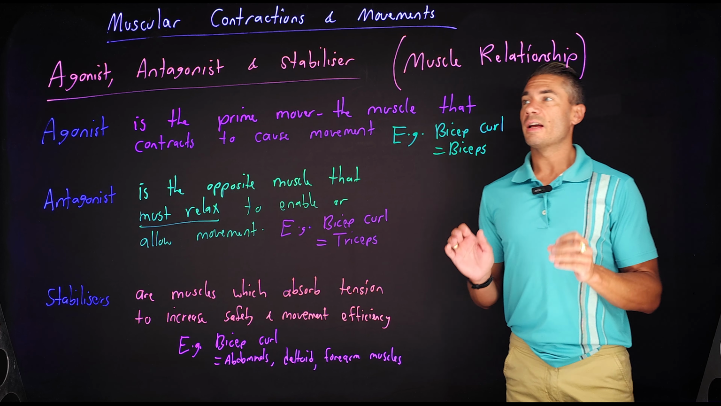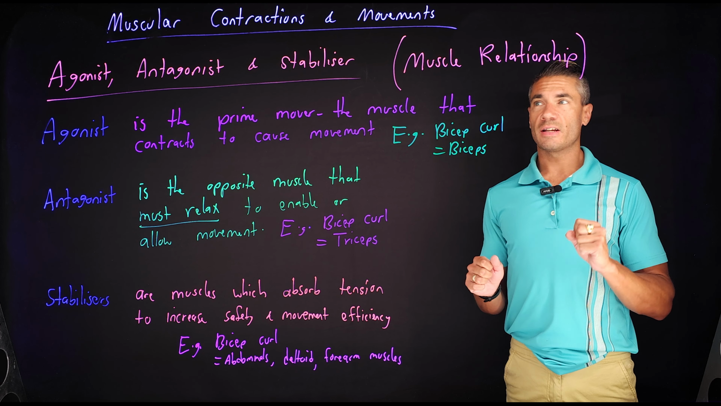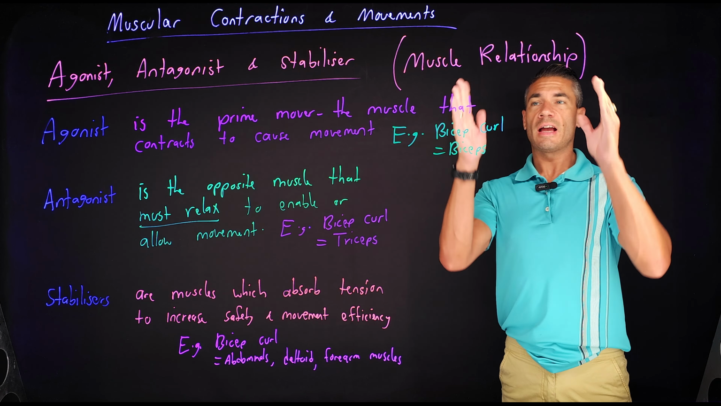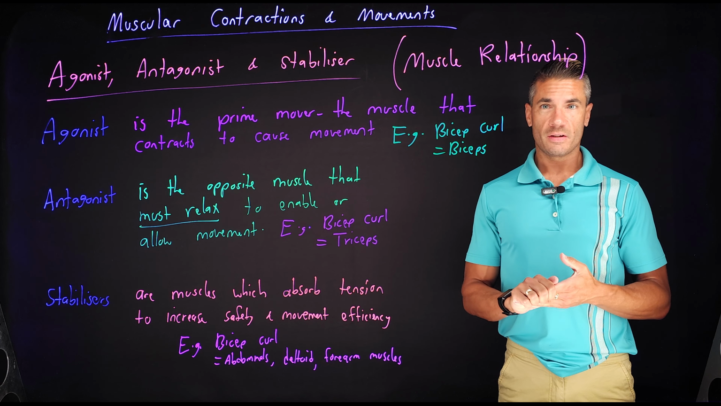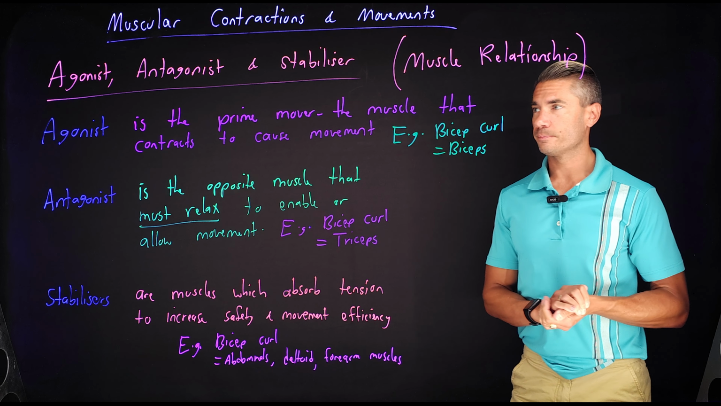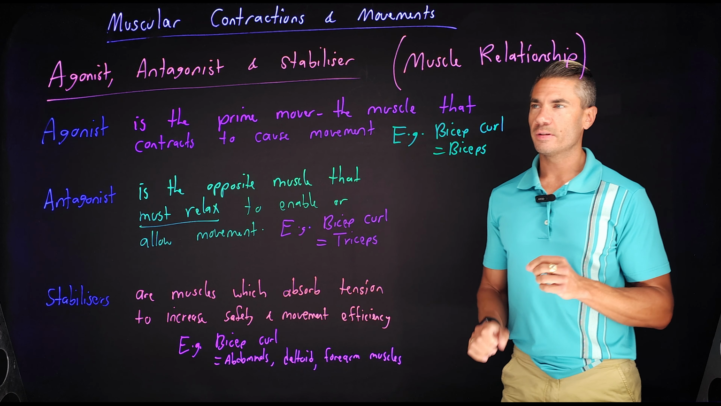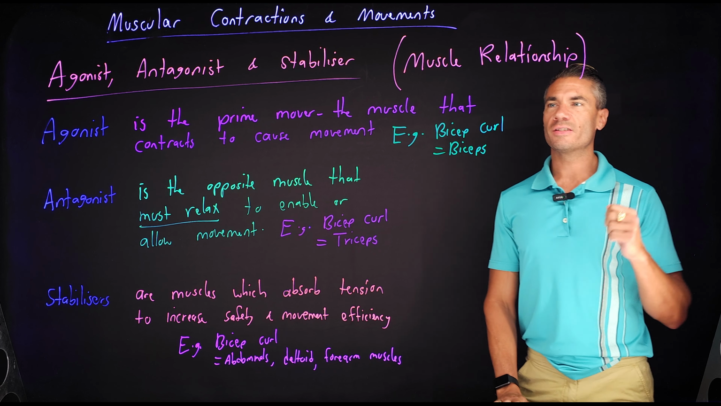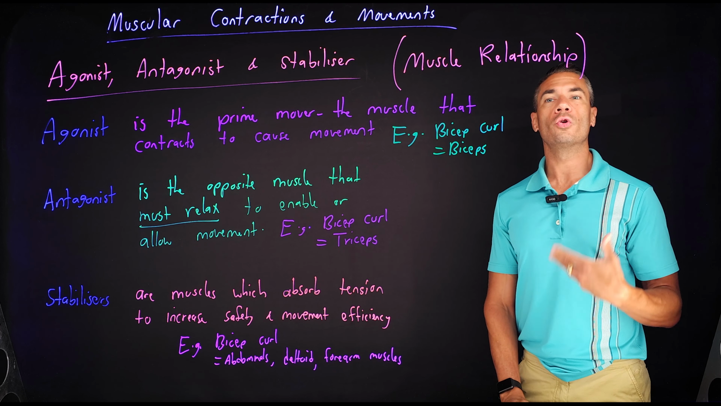Okay, agonist, antagonist, and stabilizers. Overall, we call this concept muscle relationships, okay? Every movement has an agonist and every movement has an antagonist, and most movements have stabilizers. The agonist in a movement is the prime mover. It is the muscle that contracts to cause movement.